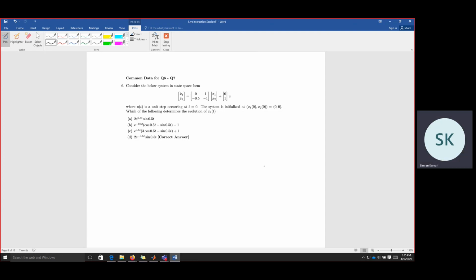Now for this linearized dynamics, or we can say any linear time-invariant system, let's see how we find the response of that state space representation system to a given input or initial condition. This is the system, a state space representation. This is a linear system, obviously, and u(t) is unit step, applied at t equal to 0. The system initial condition is 0, 0. Which of the following determines the evolution of x2?